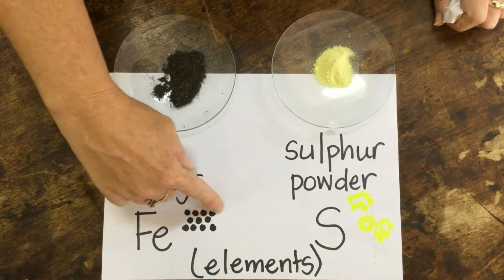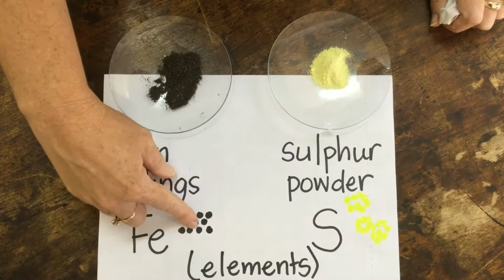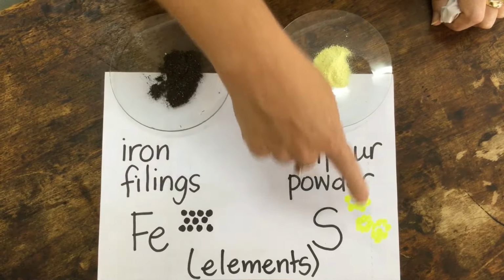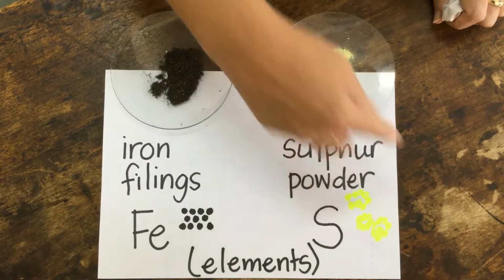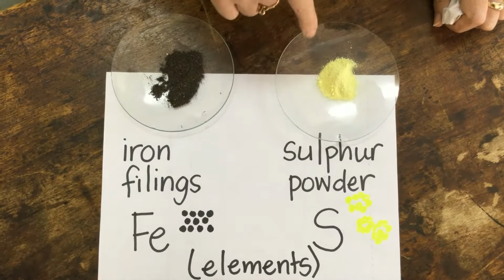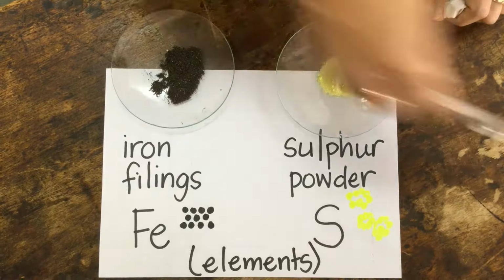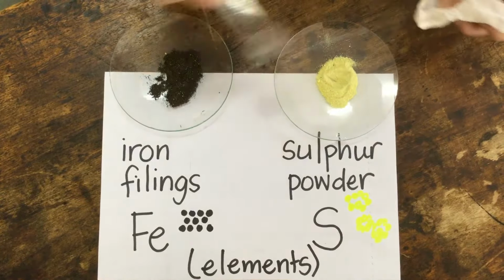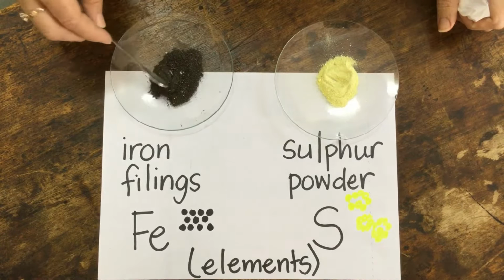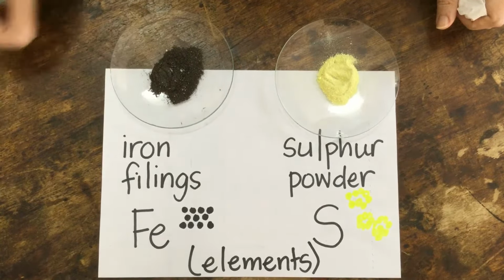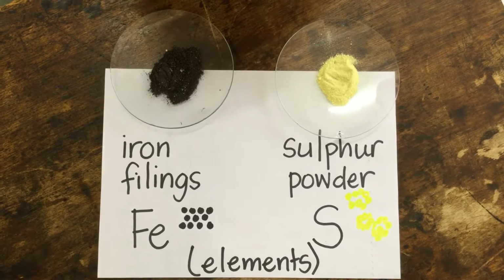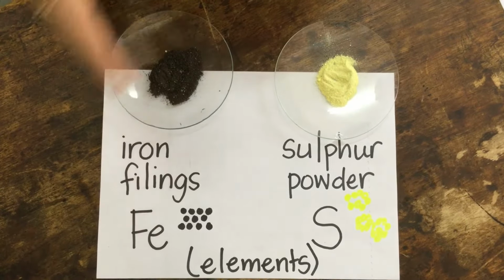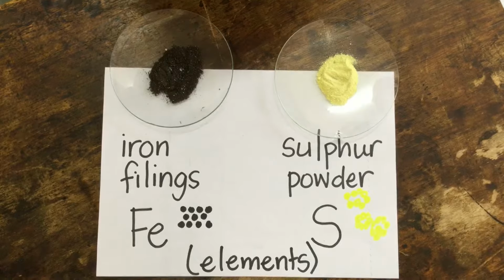If you look at iron here, I've represented it with little black dots. All of the iron atoms are identical and they're arranged in a regular pattern. They are solid. Sulfur, the atoms are actually arranged in molecules, but you can see the sulfur powder is just a yellow powdery substance. And the iron filings, you probably would have seen these in DT. The iron filings are a dark grey color, with a small sand-like texture.